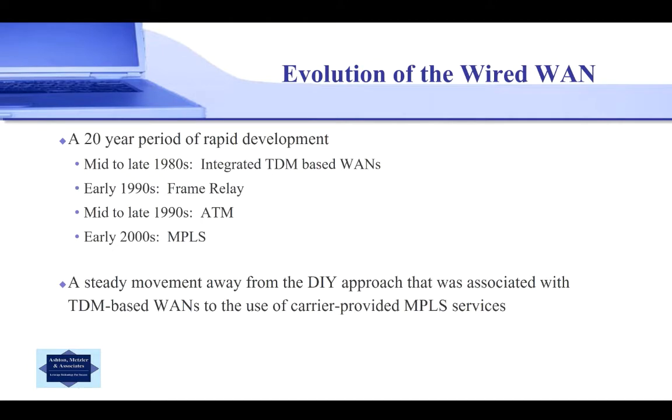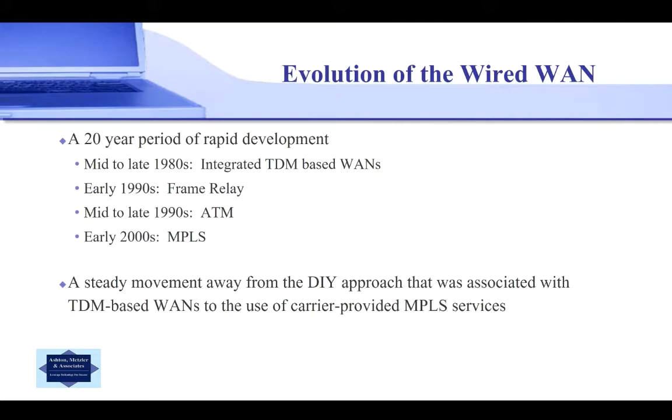Now, when I think about the evolution of the wired wide area network, Bonnie, we had a 20-year period with rapid deployment of various WAN technology, starting in the mid to late 80s with integrated time division multiplexing based WANs. Soon thereafter, frame relay, and an awful lot of organizations adopted frame relay. Not long after that, a number of organizations adopted asynchronous transfer mode, or ATM. But the last fundamentally new WAN technology for the wired WAN was around the early 2000s with MPLS.